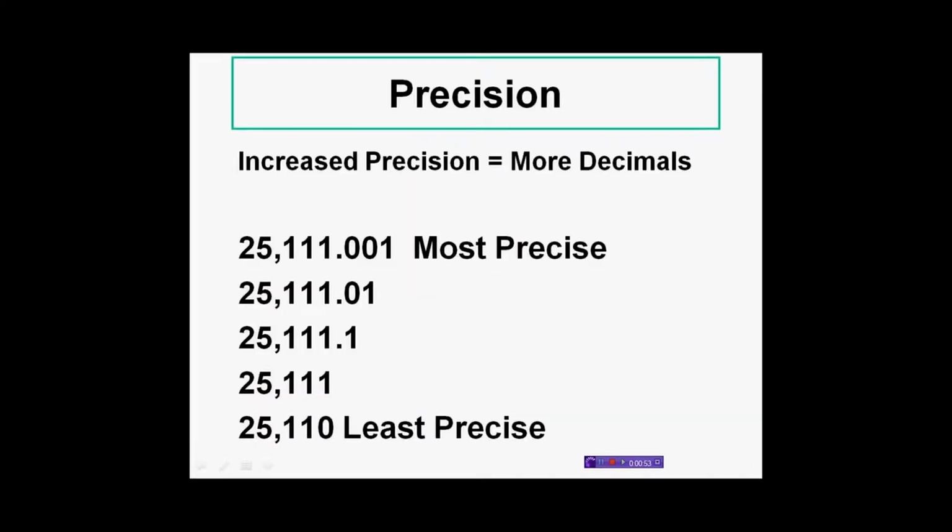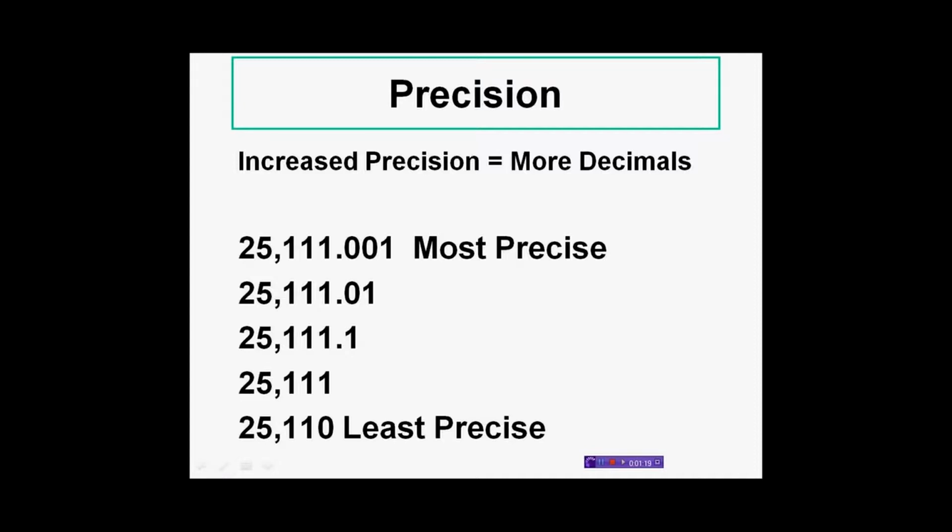One of the things we'll be discussing is precision. Precision really comes down to the number that has the more decimals, the more precise the number. So the first number up here, 25,111.001, is considered the most precise. It is considered the most precise because it has the most decimal places.